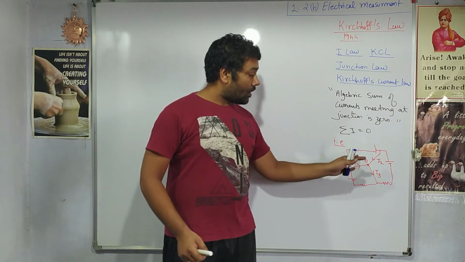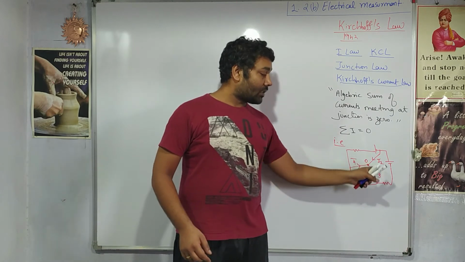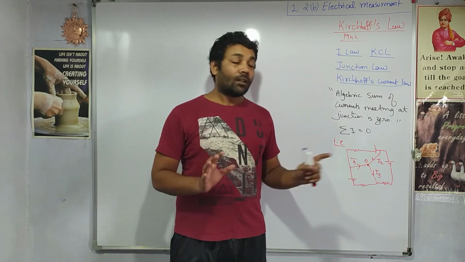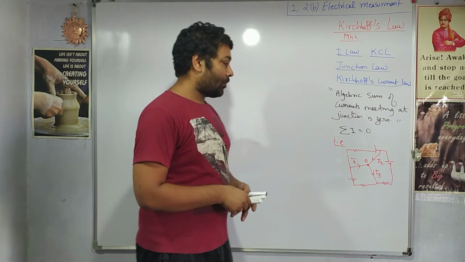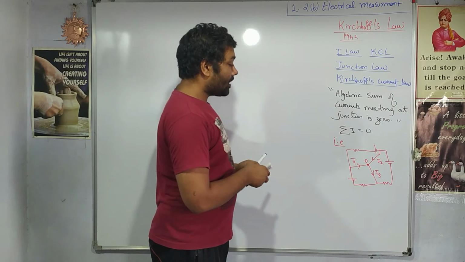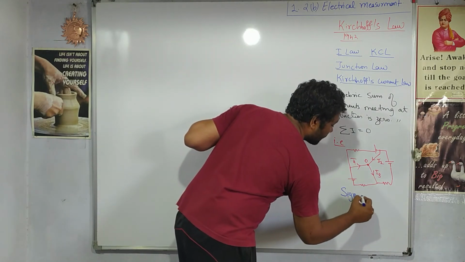Now as per the law, the algebraic sum of the current is 0. That means if you add I1, I2 and I3, their sum, I1 plus I2 plus I3, you should get 0. How to add them? Before adding them, let us see the sign convention. So what is the sign convention which is useful in this law?